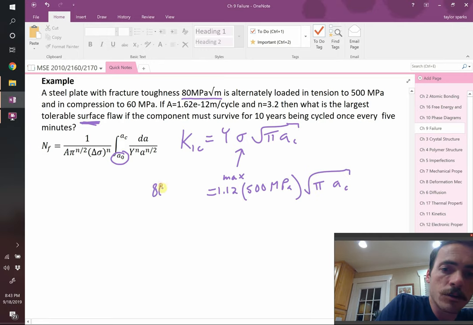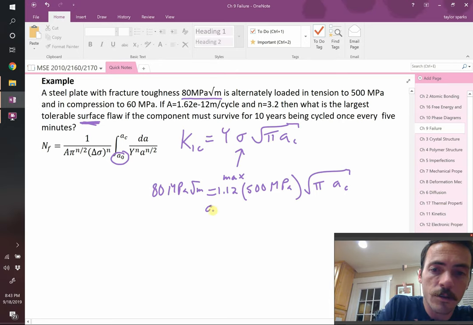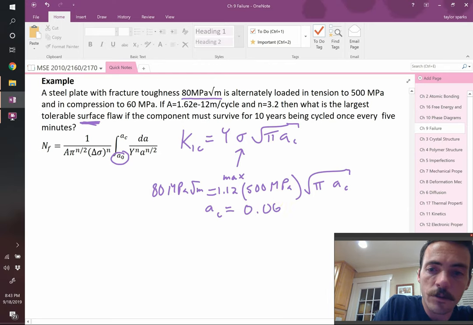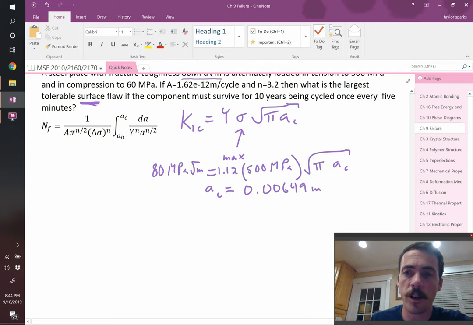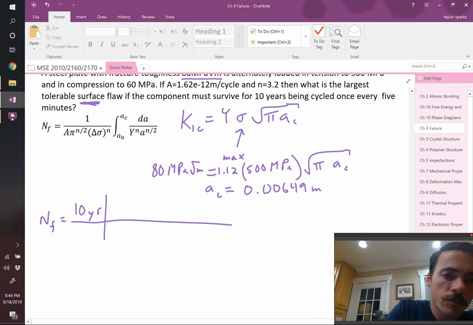We set this whole thing equal to 80 megapascals root meters on this side, and we can solve for the critical crack length. When I plug it into my calculator, I find that A sub C, our critical crack size, is equal to, in meters, 0.00649 meters. Okay? That's the biggest our crack can get. Now we know AC, we're being asked to solve for A naught, and we know everything else. Let's go ahead and solve for NF real quick. If this thing's going to be used for 10 years, cycled once every 5 minutes, we can solve for that. NF is then going to be equal to 10 years, and in a year, there are 365 days.